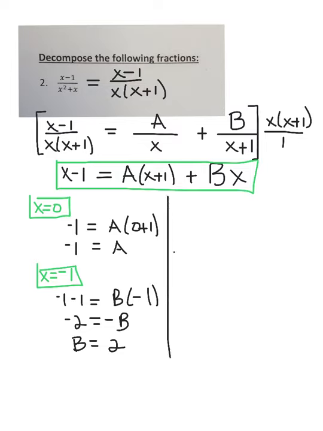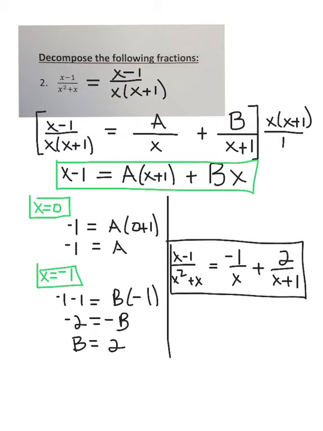So I'm going to rewrite the original equation, which is x minus 1 over x squared plus x equals, and then I'm going to go right back here and plug in my new a and my new b, and then I've got my answer. My a is negative 1, so I'm going to put negative 1 over x, and my b is 2 over x plus 1. And there's your answer. And that's it. Now you can, just so you know, have these in opposite order. Like you might have this one here, and then this one here. That's totally fine.